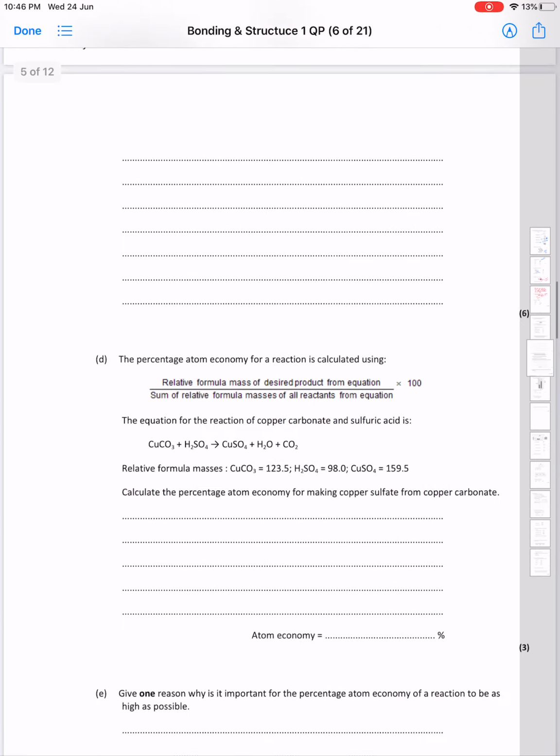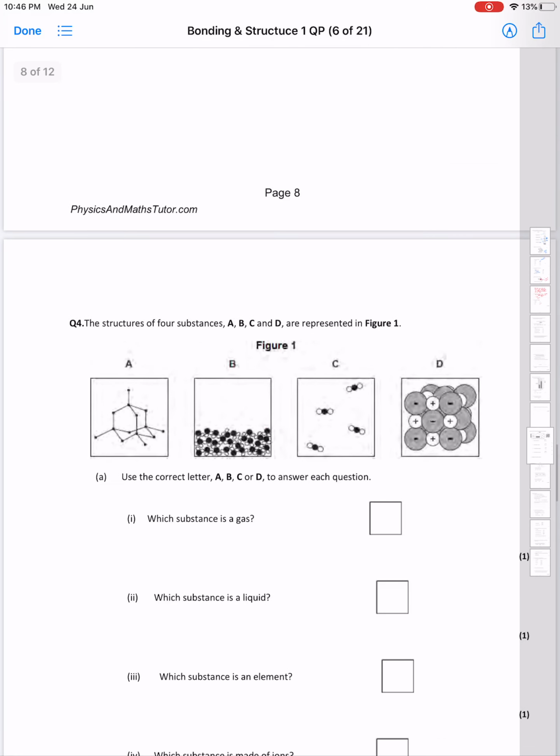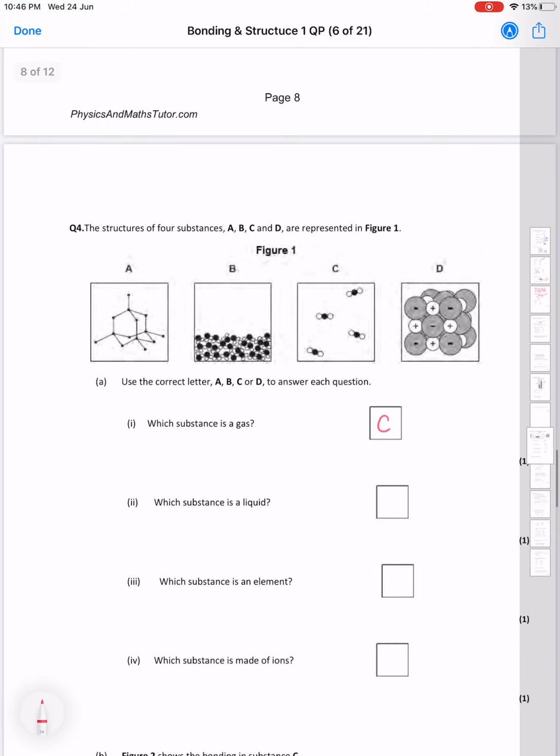Now I'm going to skip those experiments. I'm going to cover them later in another tutorial because I want to focus here on the particles and the bonding and structure. Okay, that one is easy, and it's similar to the one that we solved up in the beginning of the tutorial. Which substance is a gas? I would say C, because the particles, as you see, are way further from each other, which is a characteristic of gas molecules.